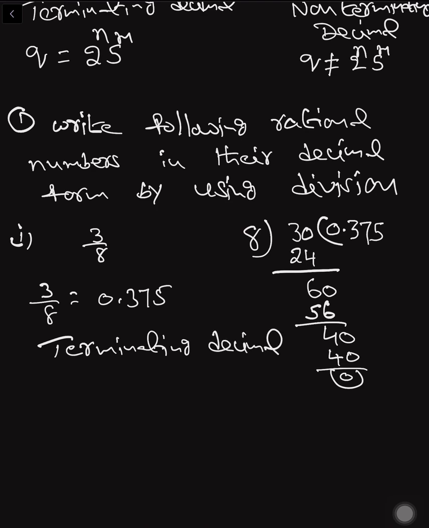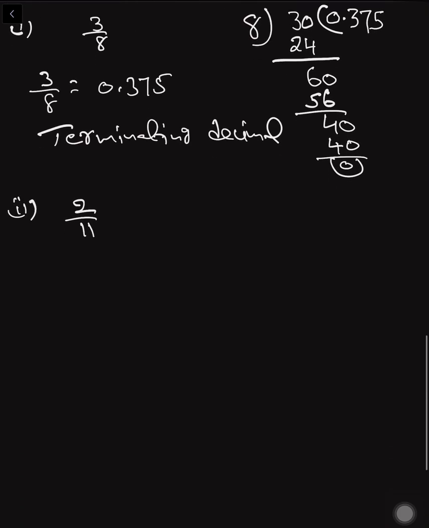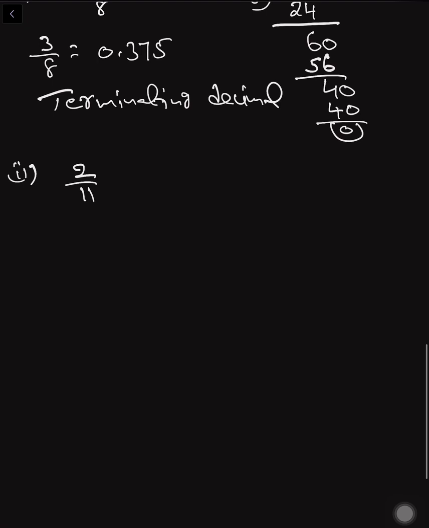Now take one more example. Second problem, 2 by 11. Divide 2 with 11. So 2 is smaller than 11. Put 0 here and put a decimal, write 0 here.